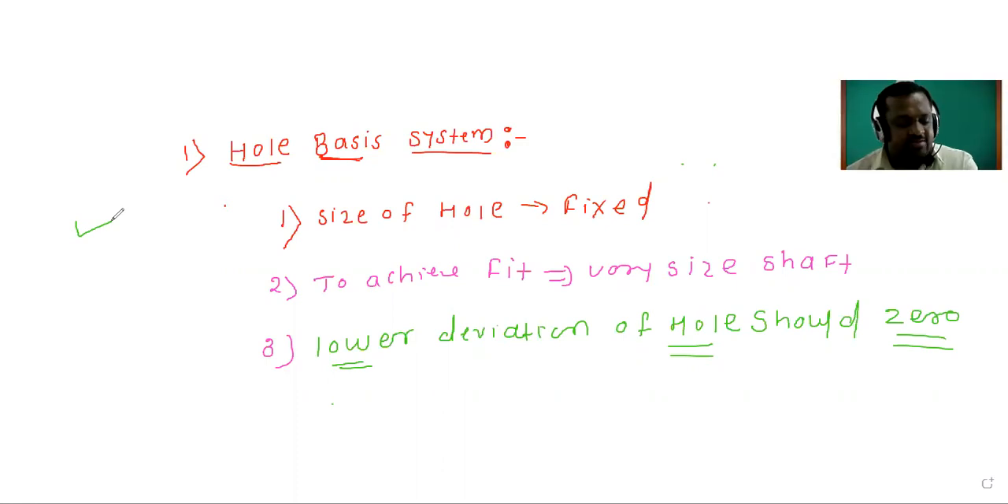Then we will take one example, or I will draw one figure so that you will understand better. Okay, so understood? Hole basis system. In that hole basis system, we have to fix the size of the hole. Then we have to vary the size of the shaft to achieve the various fits. And an important point is the lower deviation of the hole should be minimum. It should be 0.